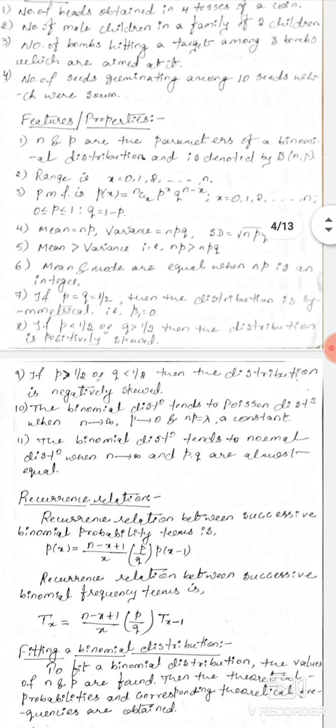Some of the features are as follows. N and P are the parameters of binomial distribution, denoted by B of N comma P. The range for binomial distribution is X takes the value 0, 1, 2, 3, 4 and so on up to N. PMF is given by P of X equals nCx, P raised to X, Q raised to N minus X, X takes the value 0, 1, 2, 3 and so on up to N. P lies between 0 and 1, Q equals 1 minus P. The fourth one is mean equals NP, variance equals NPQ, and SD equals root of NPQ.